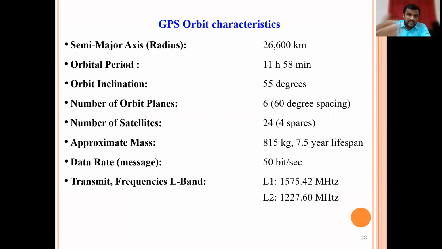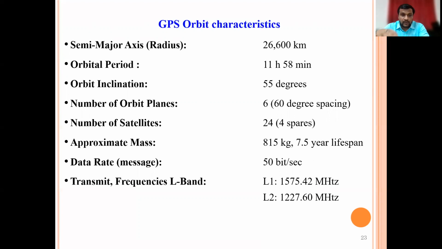So these are some characteristics of GPS satellites. It revolves at a semi-major axis with a radius of around 26,600 kilometers. The orbital period is around 11 hours 58 minutes, which means each GPS satellite completes an orbit around Earth every 11 hours 58 minutes. The orbital inclination is around 55 degrees. There are a total of 6 orbital planes, and in each orbital plane there are 4 satellites. We have 24 satellites.